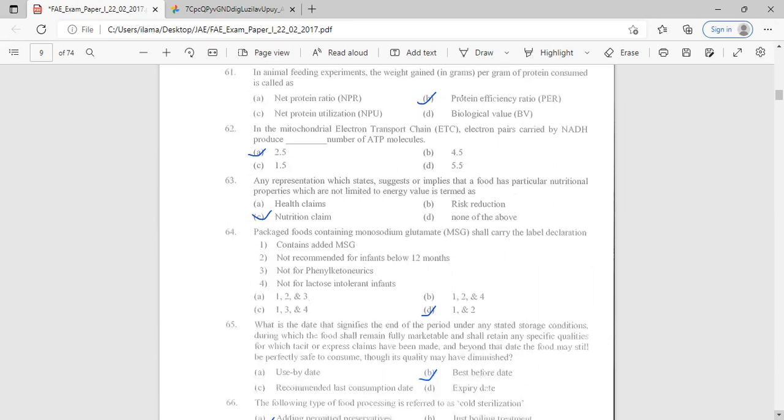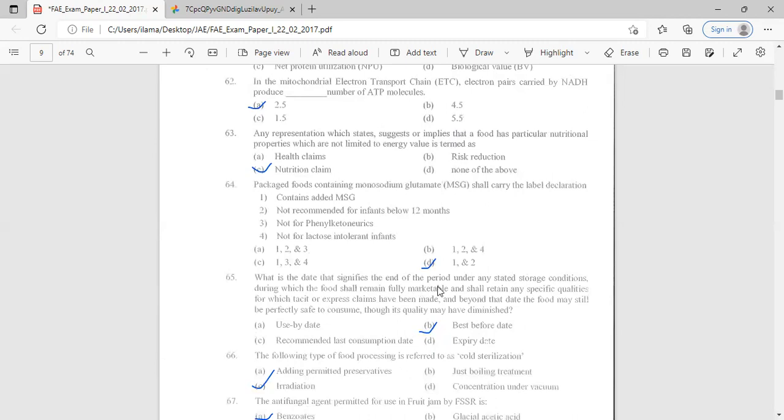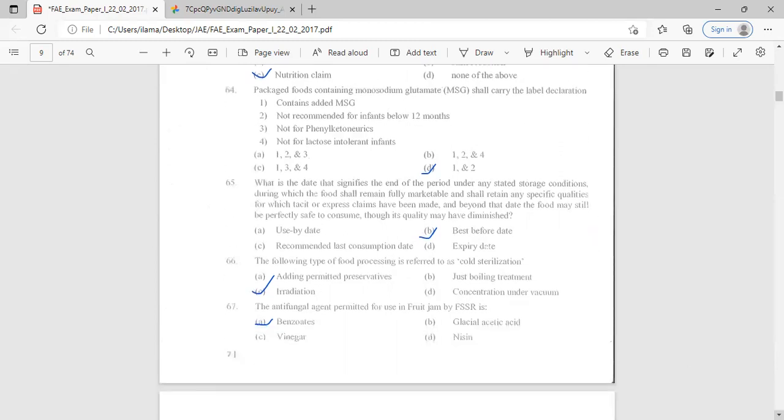lactose containing products. Next one, the date which signifies the end period under any stated storage condition during which the product shall remain fully marketable and shall retain any specific qualities for which tacit or express claims have been made. Beyond the date, the food may still be perfectly safe to consume, though its quality may be diminished, is the best before date. And then next, the type of food processing referred to as cold sterilization is known as irradiation. The antifungal agent permitted in fruit jam by FSSAI regulation is benzoates.